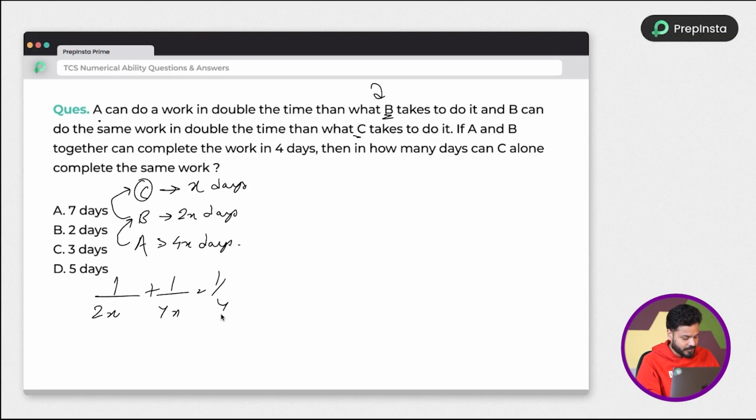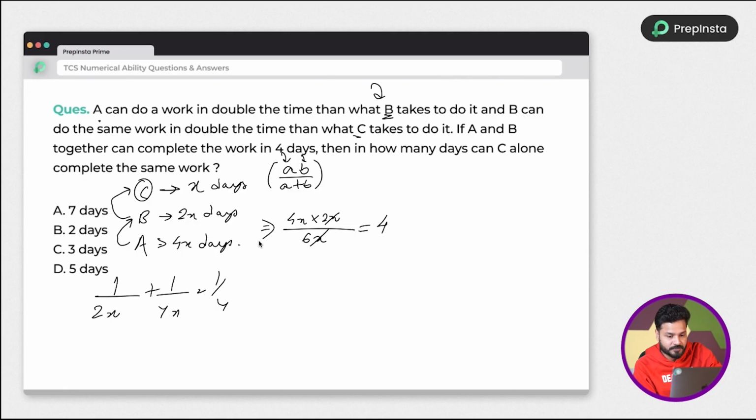I don't prefer doing that because there is a simple formula. If A and B work together, the total number of days that A and B will take working together is basically AB upon A plus B. That's the simplest formula, where A is the number of days A takes alone, and B is the number of days B takes alone. So A takes 4x days, B takes 2x days, upon 4x plus 2x, that is 6x. X and X are gone. This is equal to 4 days, right? That's what is told to us, if A and B together complete the work in 4 days. So this 4 and 4 is gone, which gives me X is equal to 6.